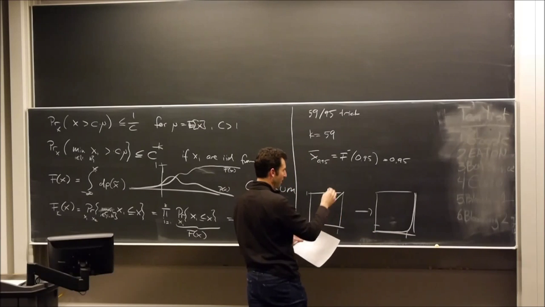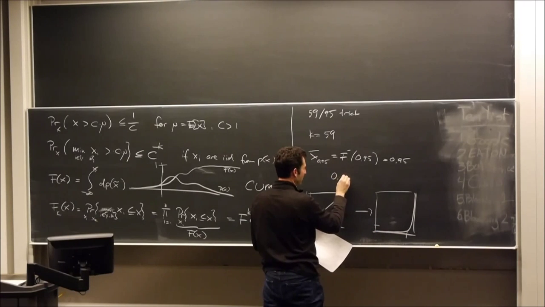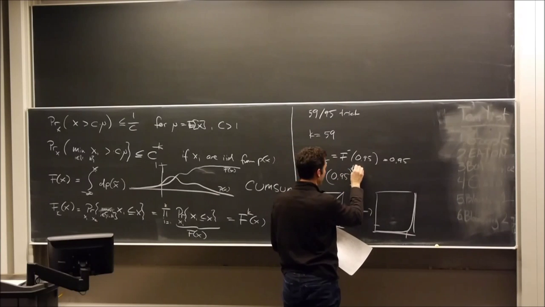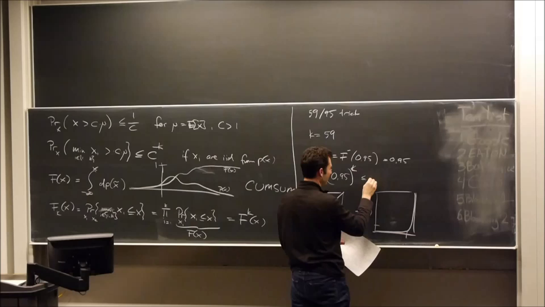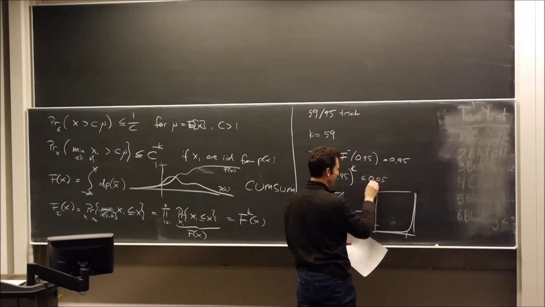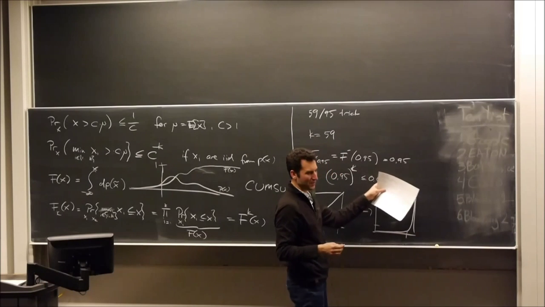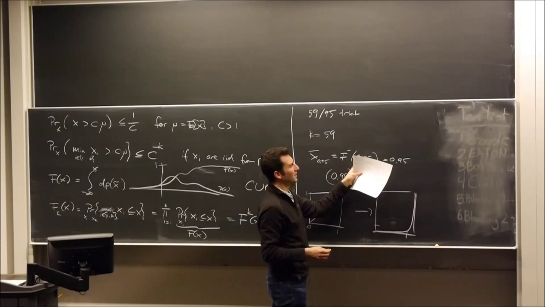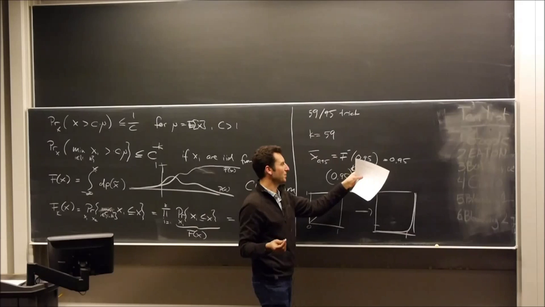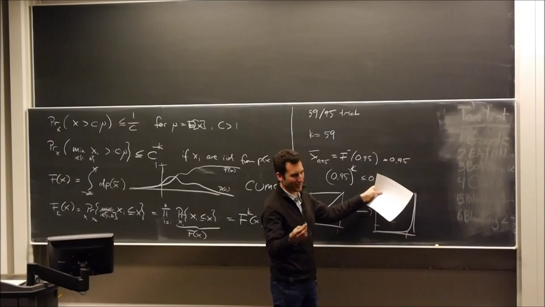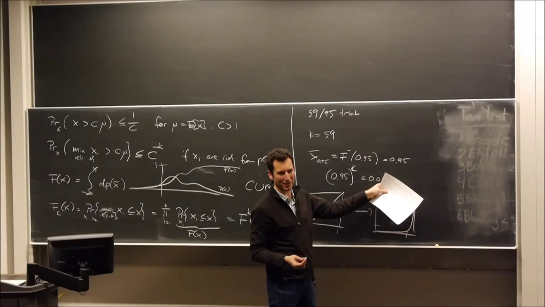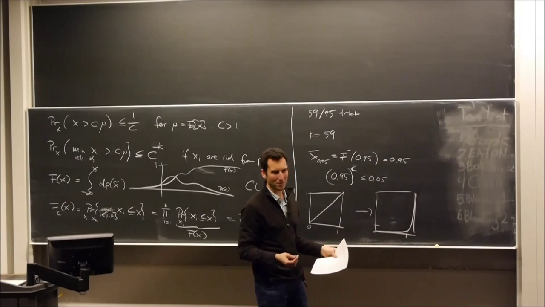So I take 0.95 raised to the power k. This needs to be less than or equal to 0.05, so basically this is my probability of something going wrong. And it turns out if you pick k equals 59, actually 58 and a half will do, but you can't take half samples, then this inequality will be satisfied. And this is very easy to remember.